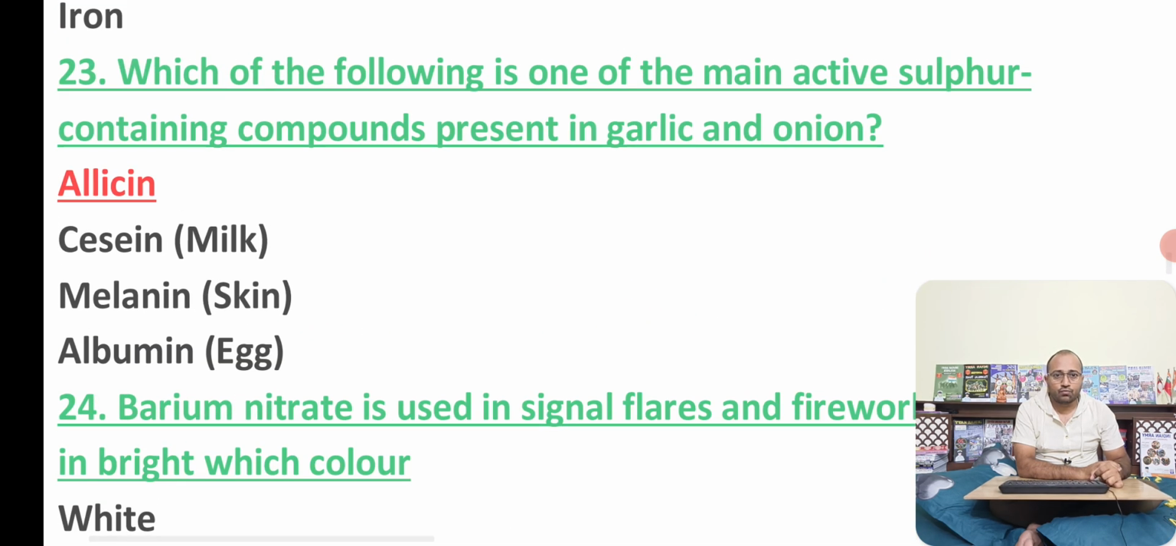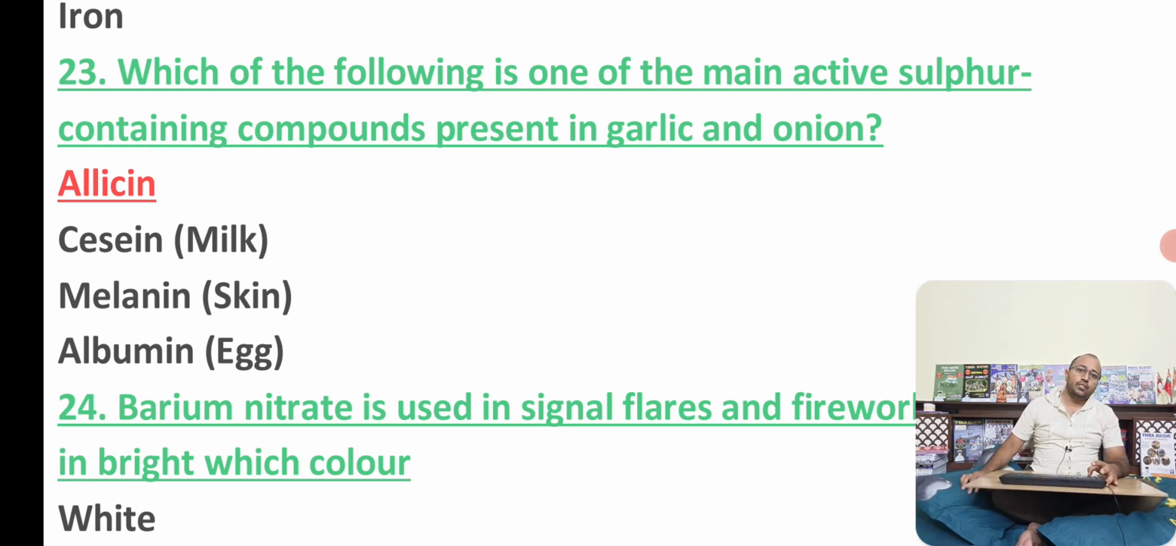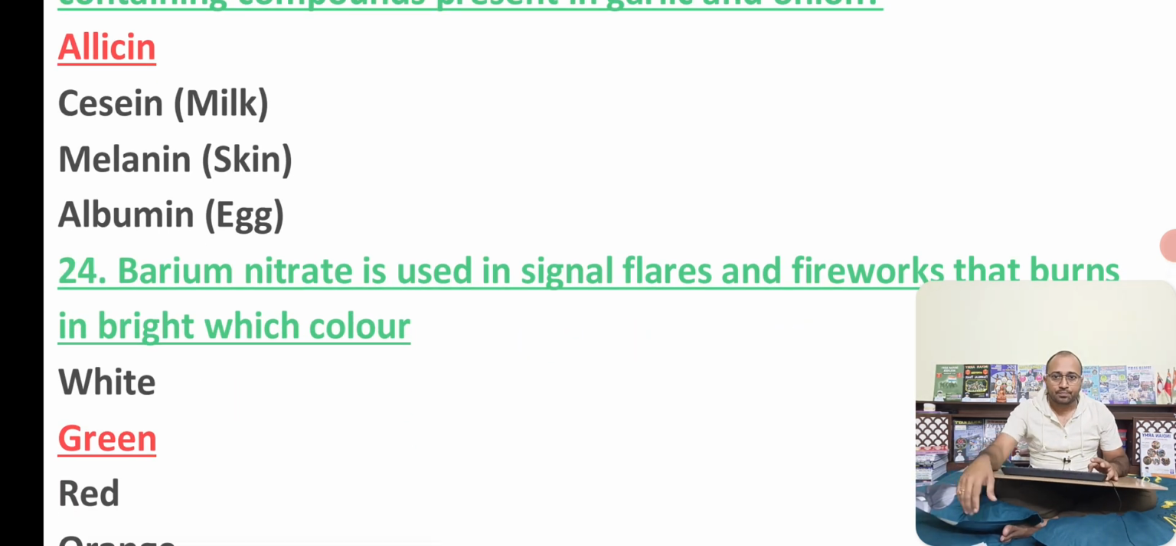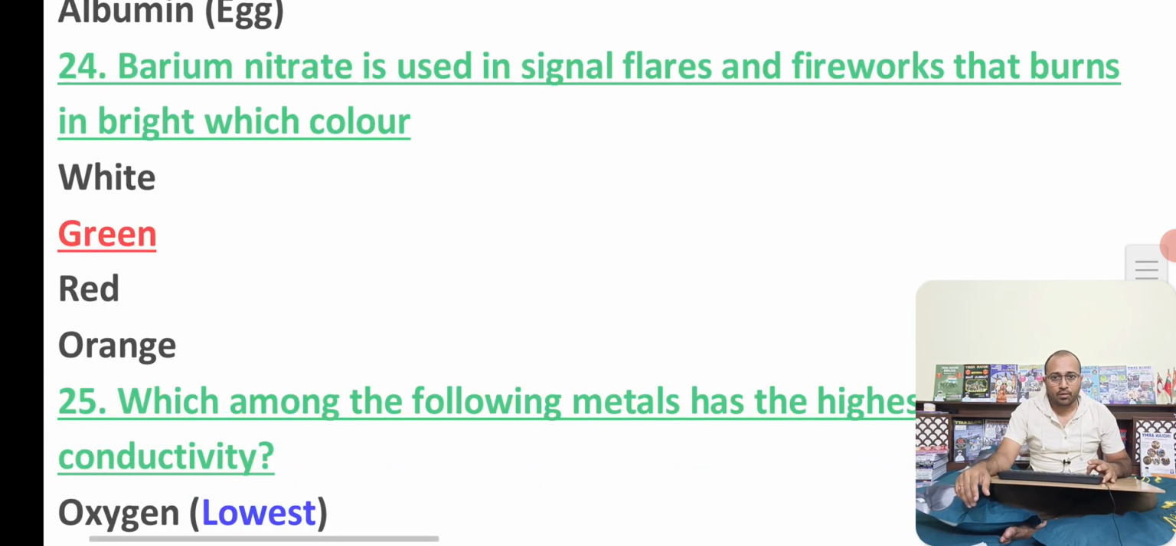Which of the following is one of the main active sulfur containing compounds present in garlic or onion? You can see you have something called allicin. This is the one because of which we get a burning sensation in the eyes. So this compound, allicin, is present in garlic as well as onion. When it comes to casein, you'll find it in milk. When it comes to melanin, you'll find it in skin. Albumin, normally you'll find this protein in egg.